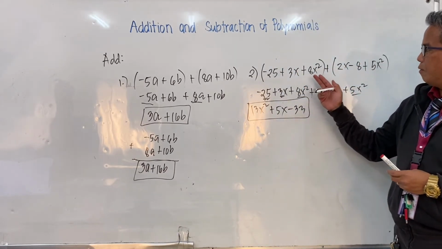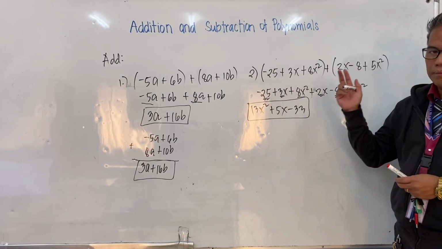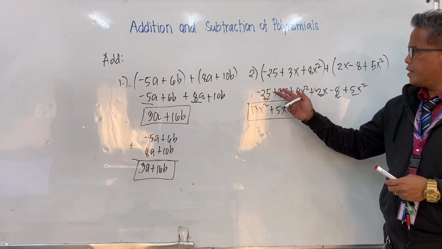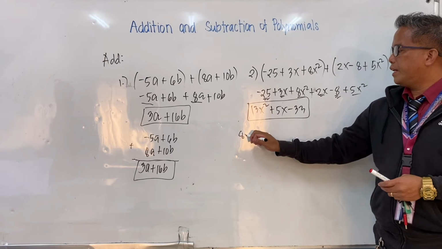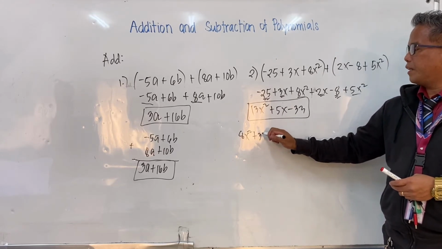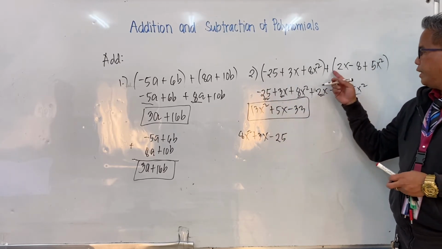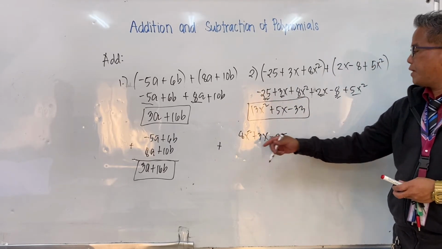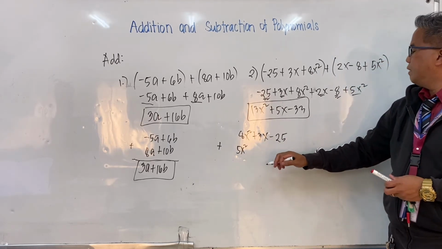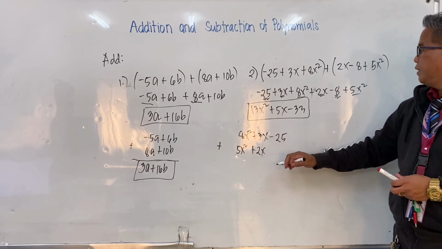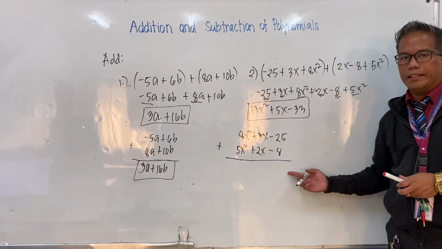Then also here, if these are the given polynomials, all you have to do is arrange them in descending power of exponent. So we have now 8x squared plus 3x minus 25. So minus 25 because this is negative. Then plus, just write the plus there. Then 5x squared plus 2x minus 8. Then put a line.